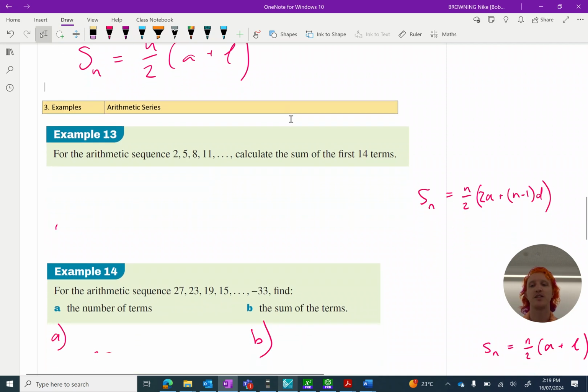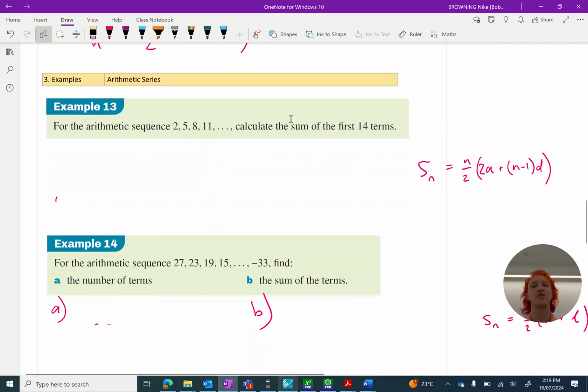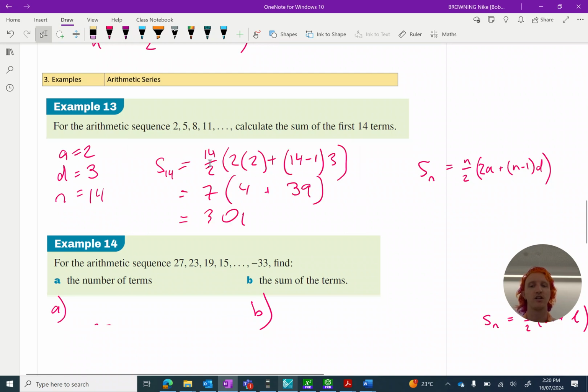So for our examples, we've got our arithmetic sequence 2, 5, 8, 11. Calculate the sum of the first 14 terms. So we've got our equation there on the side just for reference. The first step is to define all our values. So a equals 2, d equals 3, and n equals 14. Putting that into our equation: 14 on 2 times (2a plus (n minus 1) times d), which ends up being 4 plus 39 is 41, times 7 is 301. I definitely checked that with a calculator. Don't expect me to know how to do that off the top of my head.